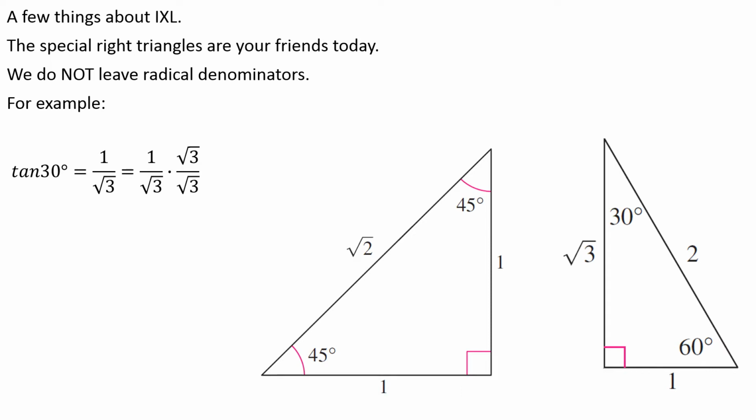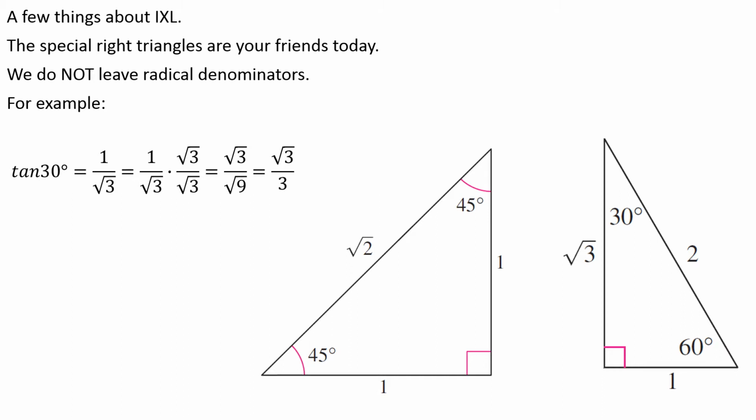On top, in my numerator, 1 times root 3 is root 3. On the bottom, in the denominator, root 3 times root 3 is root 9. Of course, the square root of 9 is plain old 3. I now have an exact value for tangent of 30 degrees.